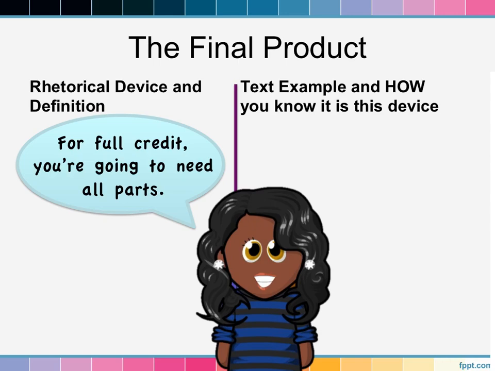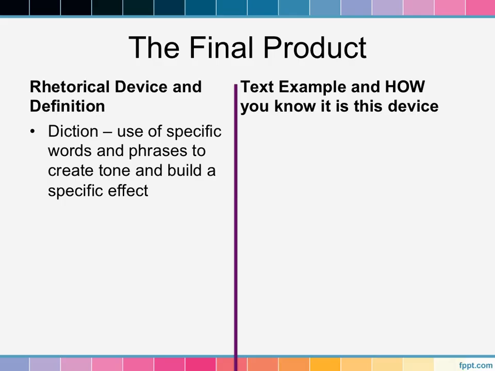Think an example would be beneficial? I've got you covered. In class, we talked about rhetorical devices. So you'll see that I have diction. Diction is the use of specific words and phrases to create tone and build a specific effect. So I have given the 2 elements that I'm supposed to have here. First, I need to give the rhetorical device. I've included the device. Next, I need to give the definition.